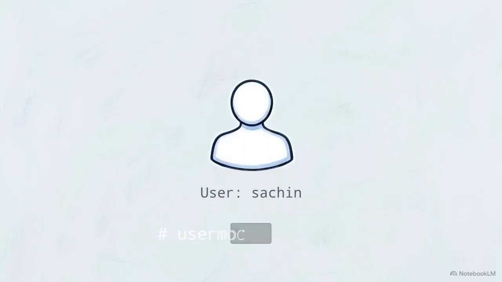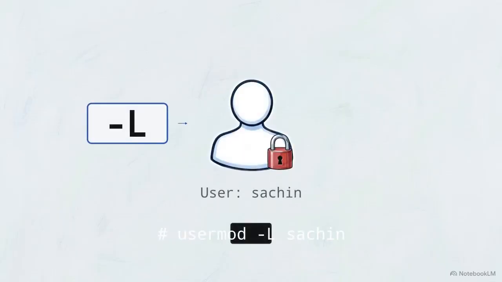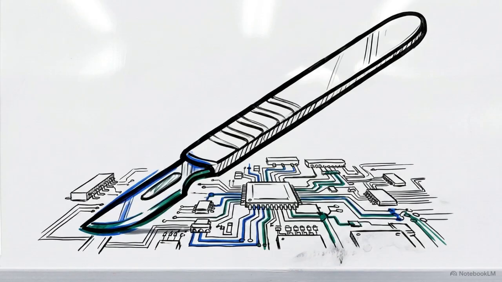If there is an immediate security concern, use a capital -L to lock the account's password. Once the issue is resolved, a capital -U restores their access. These command flags act as your administrative scalpel. They grant granular control over an identity, allowing you to adapt the account without having to recreate it.